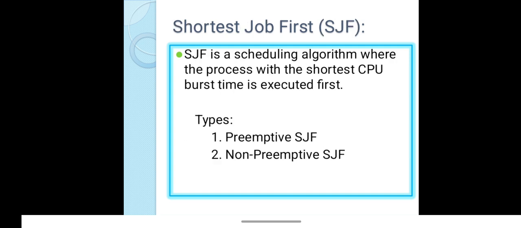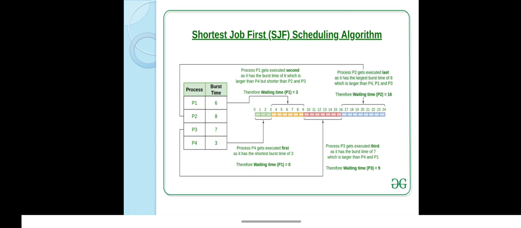And another one is shortest job first. Shortest job first scheduling is a non-preemptive scheduling technique. The CPU is assigned to the process that has the smallest next CPU burst. If two processes have the same length next CPU burst, FCFS scheduling is used to break the tie. And this picture shows how the SJF scheduling algorithm works on the system.